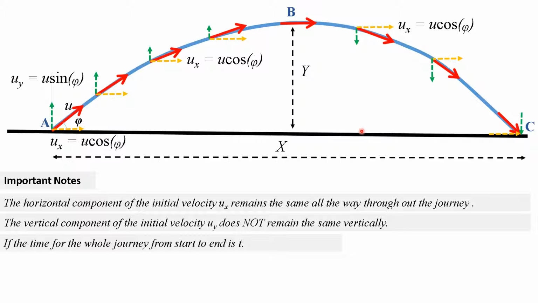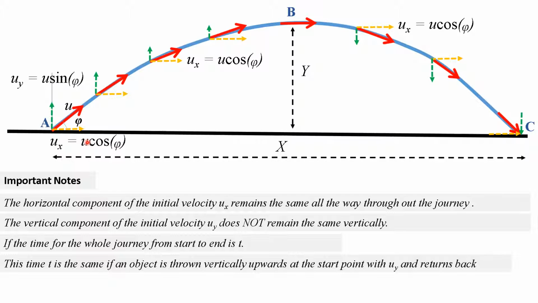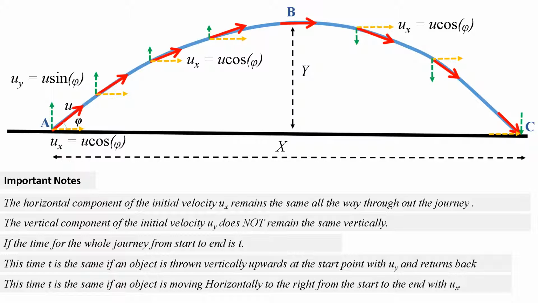Now the time. If we assume the time of the whole flight is t, this time is going to be the same as the time if an object moves horizontally with a constant velocity u cosine theta, and it is also the same as if you throw an object upwards with this velocity here, reaching the maximum, which is definitely at the same level as B, and coming back to Earth. These three times are the same.